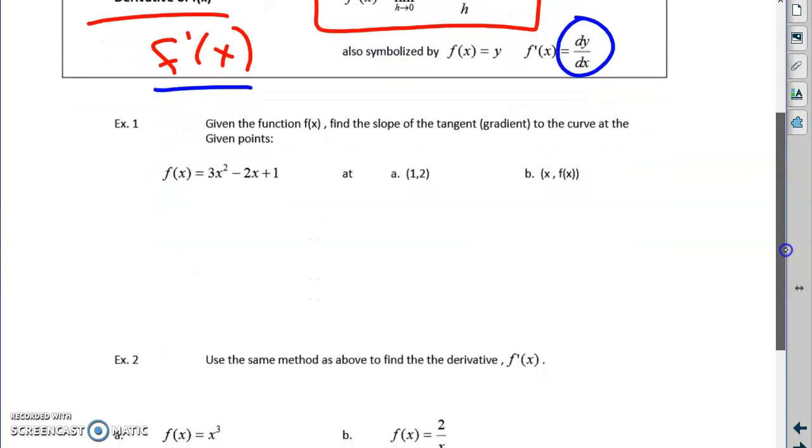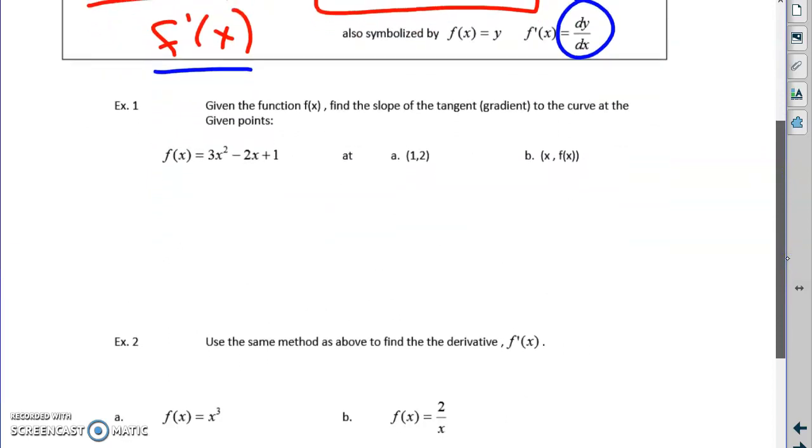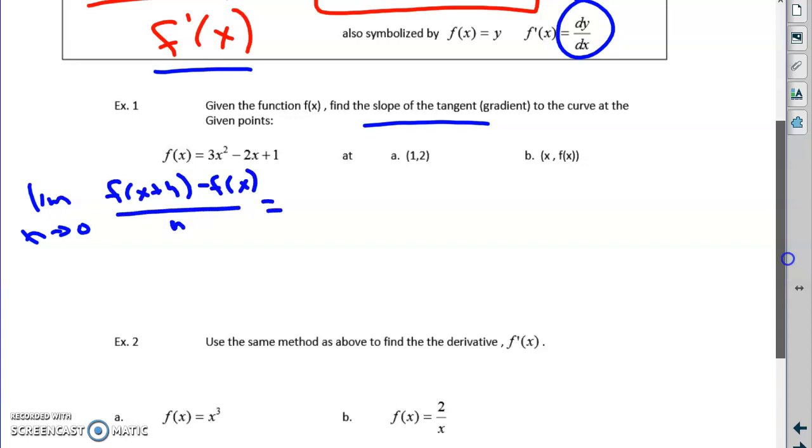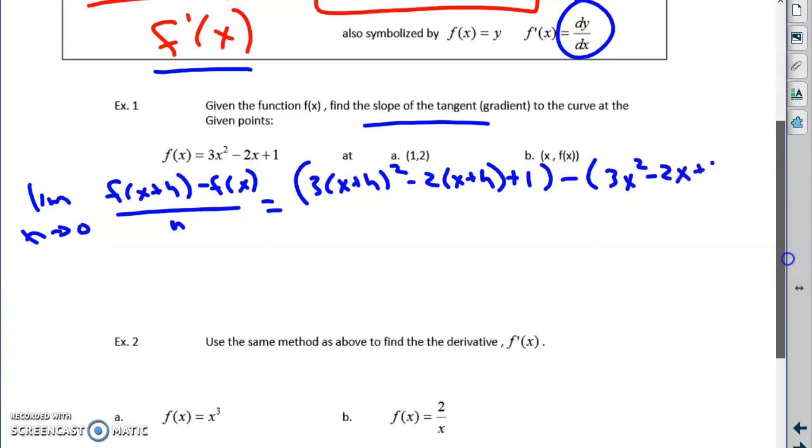So let's take this example right here. We have a quadratic function, 3x squared minus 2x plus 1. We want to find the slope of the tangent line. Immediately, I go to this tool in my toolbox. Limit as h approaches 0, f of x plus h minus f of x all over h. If I plug x plus h into the function, I would get 3 times x plus h squared minus 2 times x plus h plus 1 minus the function itself, 3x squared minus 2x plus 1 all over h. Don't forget the limit. I almost did, as h approaches 0.